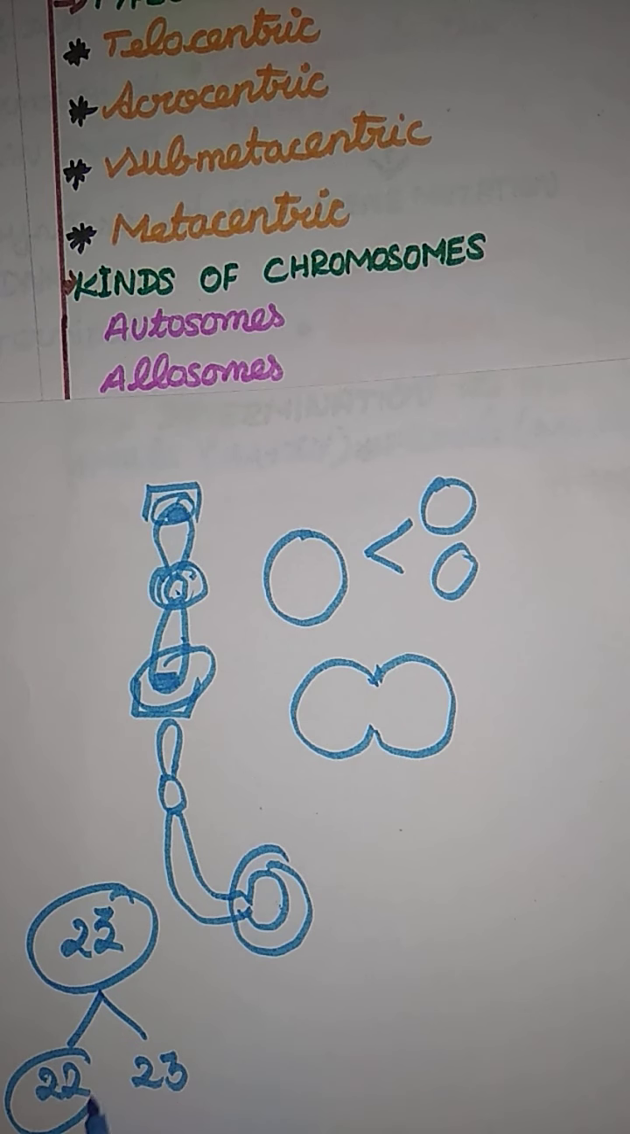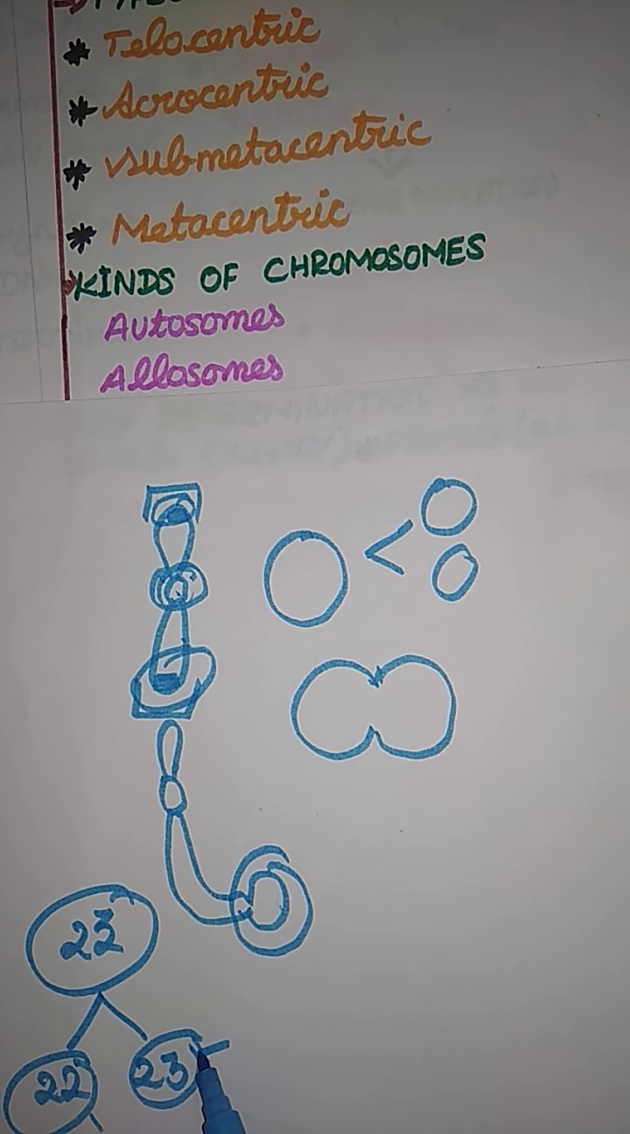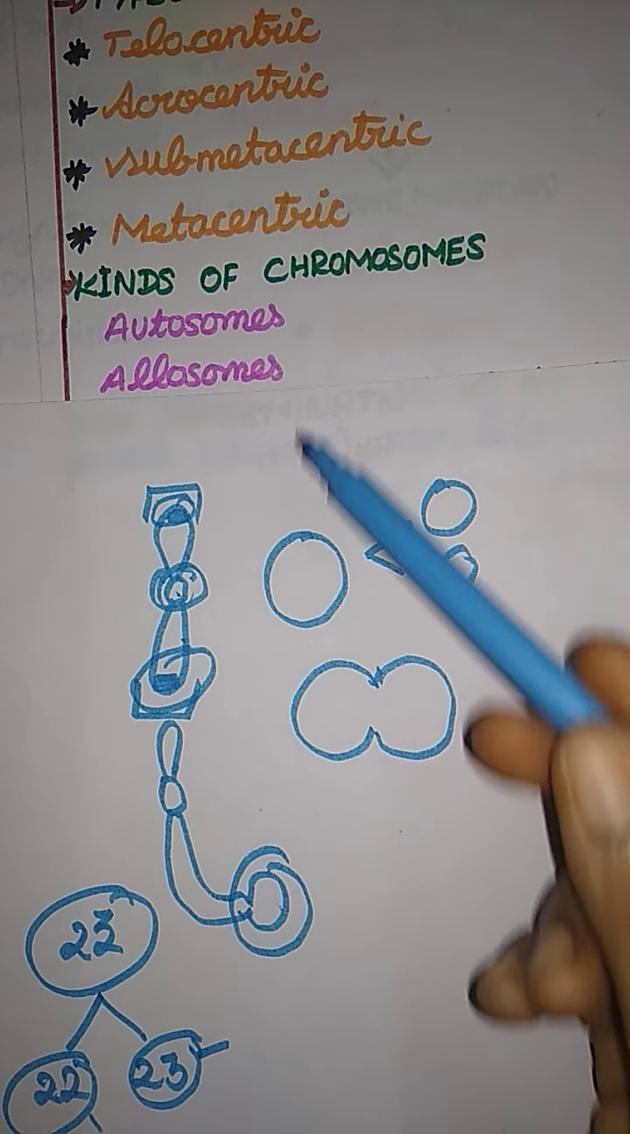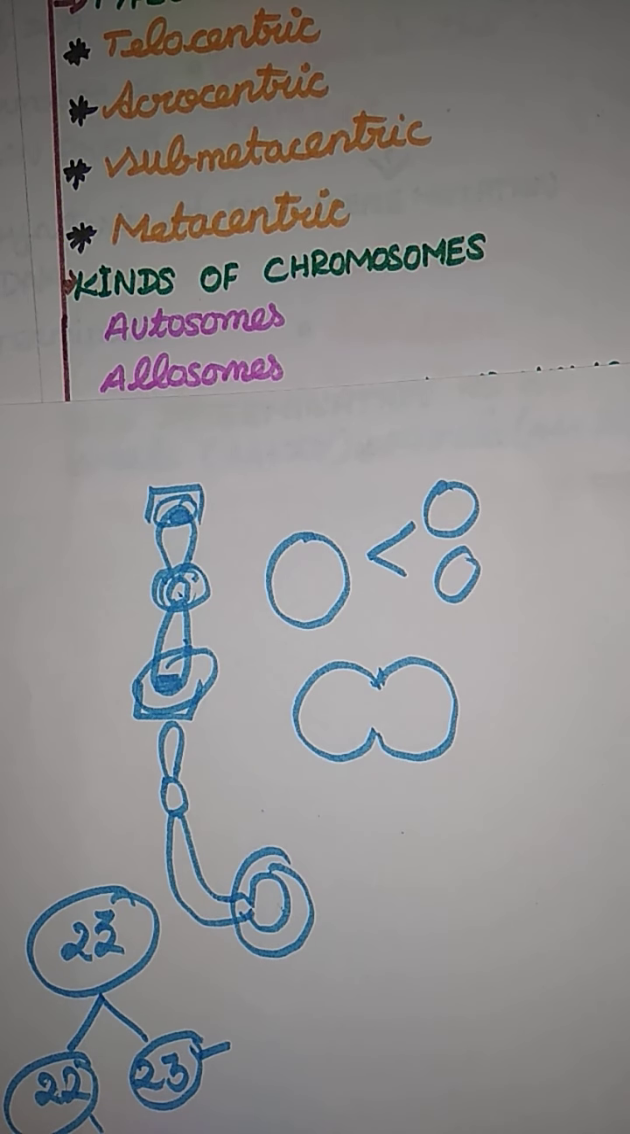Okay, the 22 pairs are called autosomes, and the 23rd pair is called the allosome. The 22 pairs determine the body structures and body characteristics of an offspring, and the 23rd pair determines the sex of a baby. So the autosomes are 22 pairs and the 23rd pair is the allosome. These are the kinds of chromosomes.